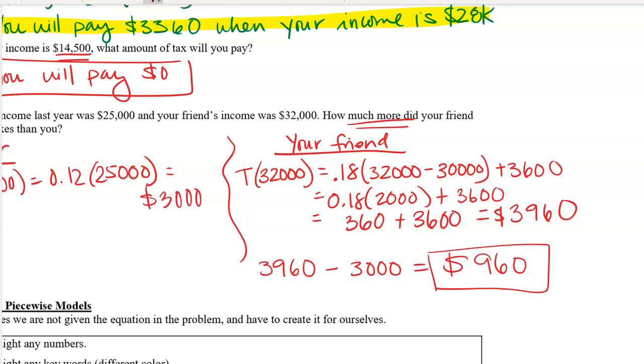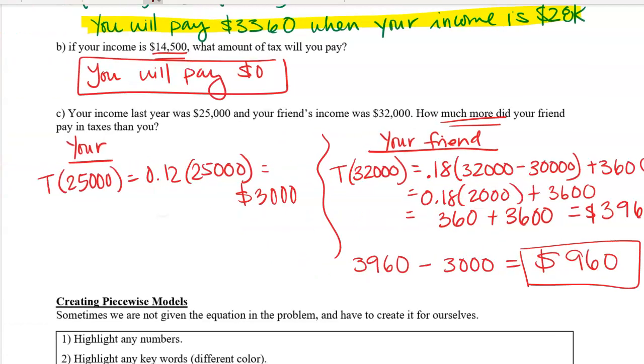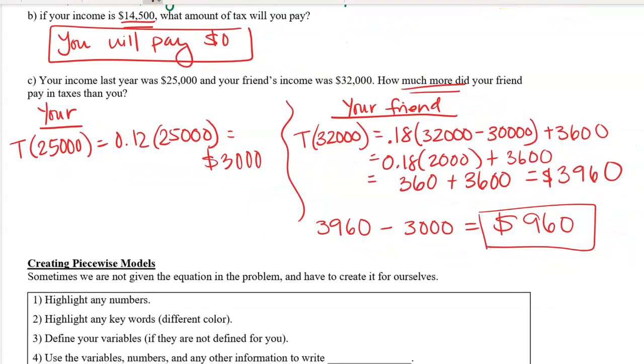So as you guys see, the first two examples are given to us the equation already. Okay. Our last one here is when we have to write it ourselves. Just like the linear notes, we started out with the equations given to us, and then we write it ourselves to solve. So creating piecewise models, okay, sometimes we are not given the equation in the problem, and we have to create it ourselves. So here are the guidelines.